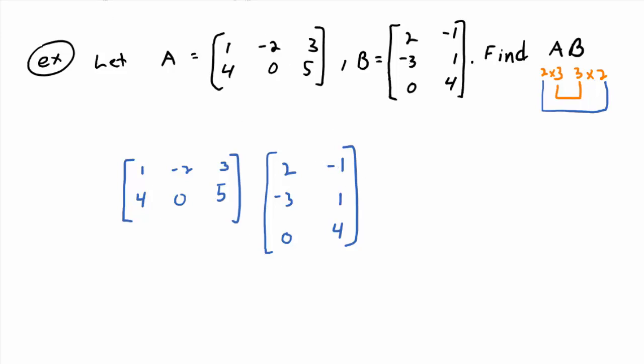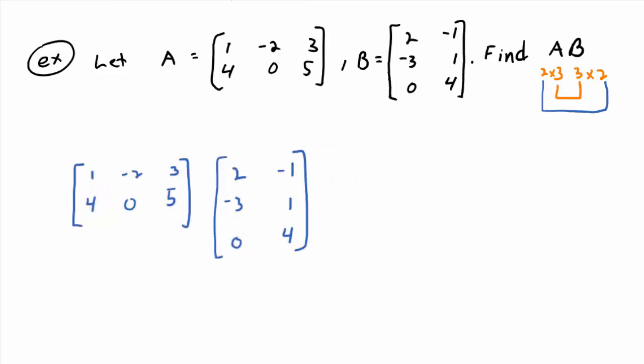Okay, so what's the process? Well, you're going to take rows times columns. To get the first row of entries, which is just going to have 2 entries in it because it's going to be a 2 by 2 matrix, let me start with the upper left-hand entry. You're going to take the first row in the left-hand matrix A and multiply it times the first column in the right-hand matrix, which is matrix B.